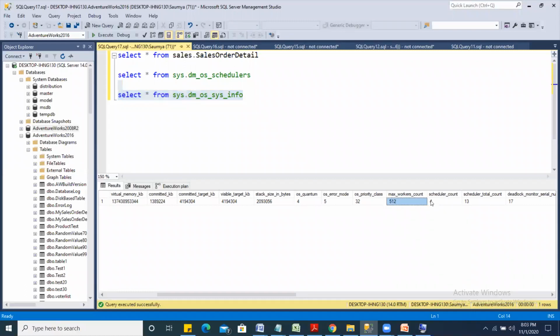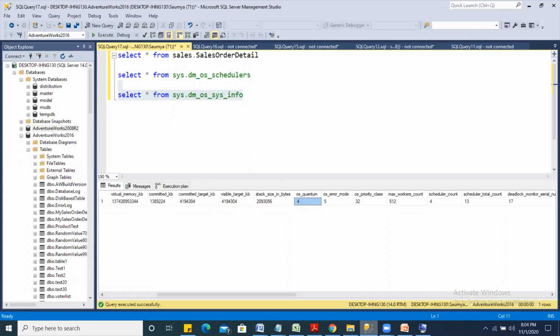And scheduler count is 4. So you have 4 processors, and you have 4 schedulers. For 4 schedulers, you have 512 workers. It means that for each scheduler, you have 128 workers available at any time. Then I talked about the quantum: the scheduler assigns an OS quantum of 4 ms to a thread for its execution.